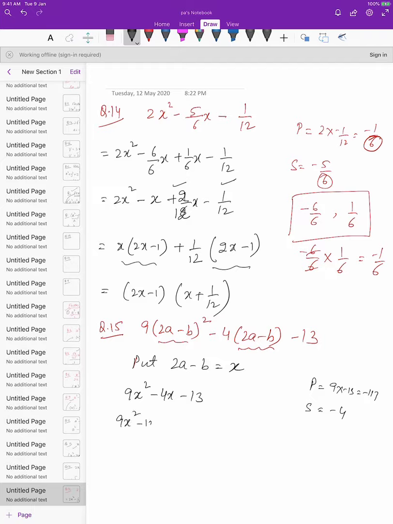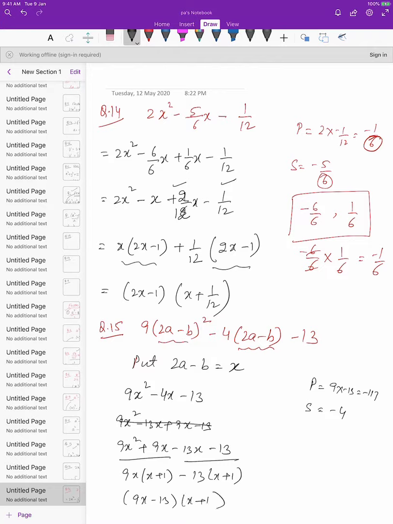So 9x square minus 13x plus 9x minus 13, or let's write it the other way, 9x square plus 9x minus 13x minus 13. You can write it in any way, whichever number you want you can write first. That's not necessary that you have to write this number first or that number first. Now from these two expressions take out 9x common, x plus 1. From here I'll take out minus 13 common, x plus 1. So I will get 9x minus 13 and x plus 1 as the two factors.